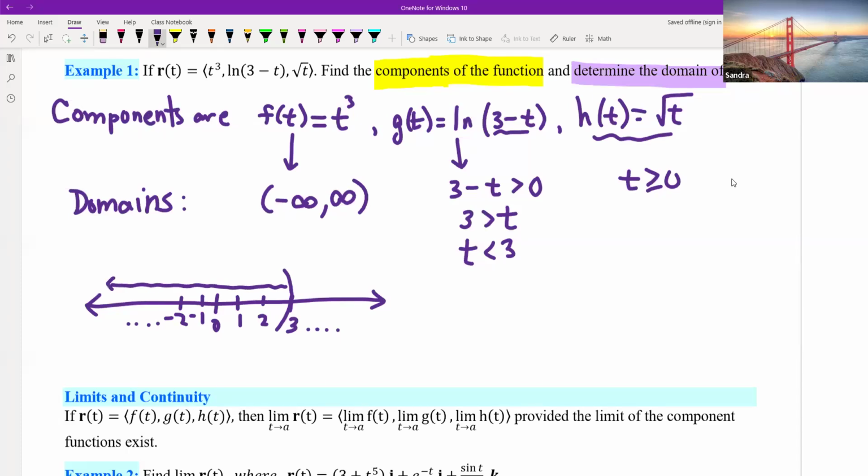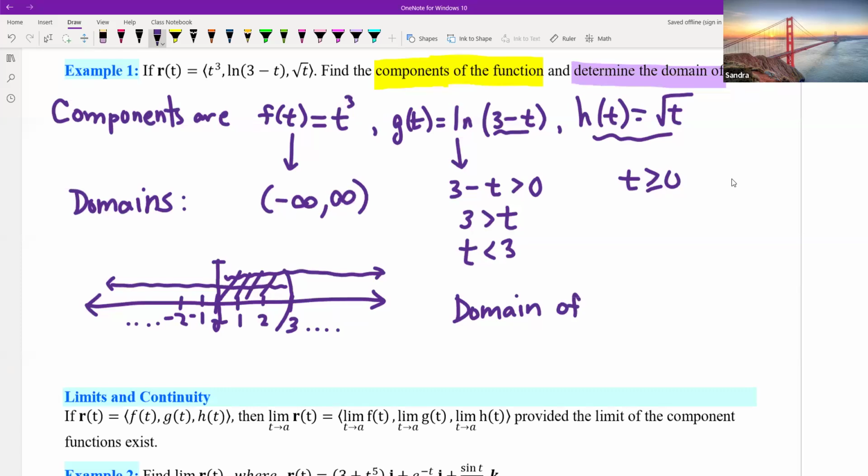But then I have the other one, which is the last component, h of t, and that one says I take any value that is greater than or equal to 0. So greater than or equal to will be this way, yes? Well, the overlap of all of the 3 components happens here. And so then the domain will be that one.